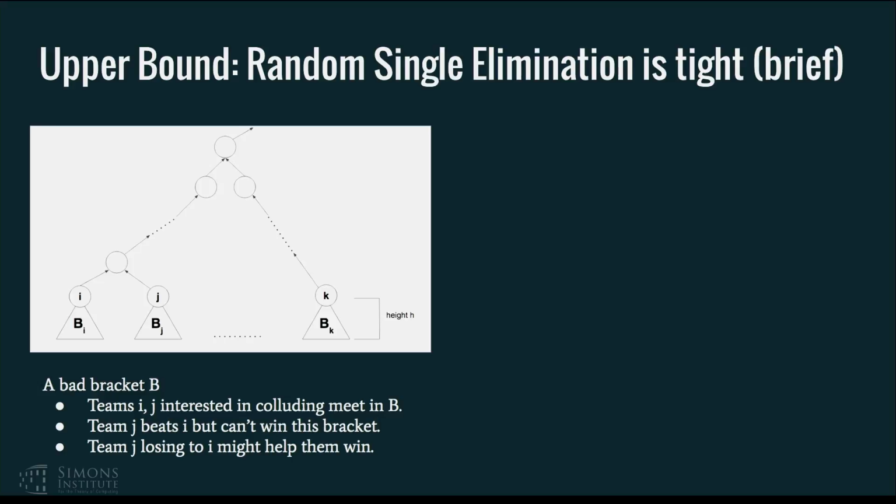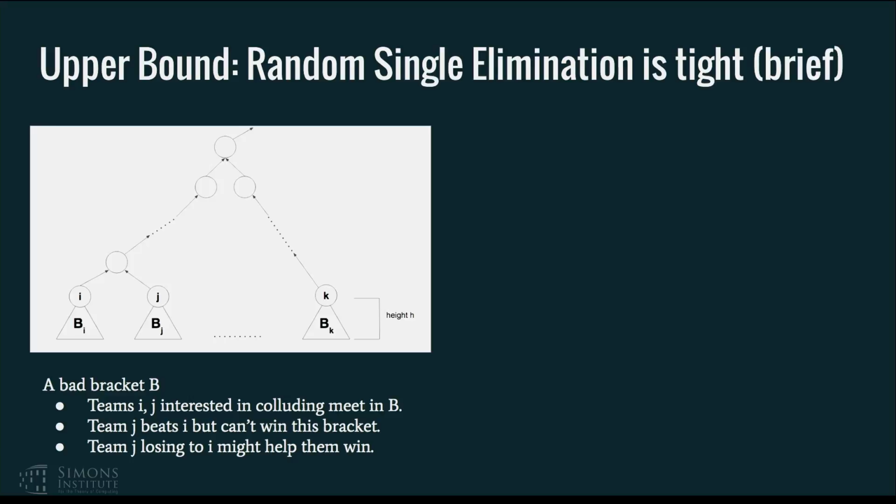So we have teams I and J that are trying to collude, and truthfully, J beats I. But in this particular bracket, in this particular random seed of the teams, Team J beats Team I, but they don't end up winning the tournament. So maybe Team I could benefit from Team J throwing this respective match, and then maybe they have a chance of winning. Maybe J is the last team that beats Team I, and they're friends, so Team J will lose to Team I.